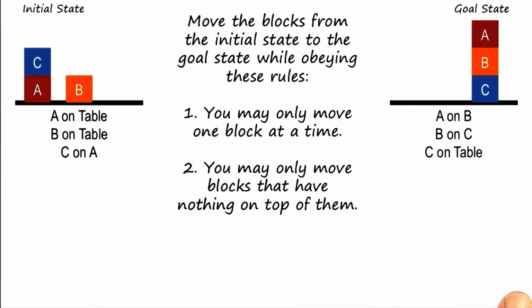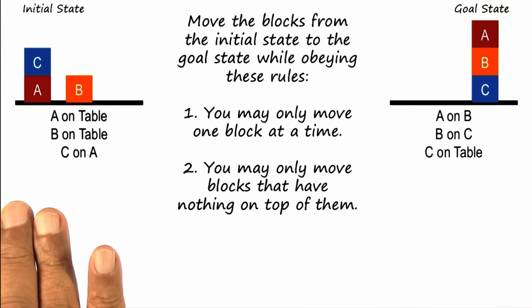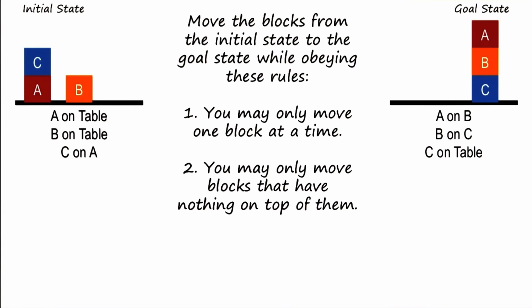This is a very famous problem in AI. It has occurred again and again, and almost every textbook in AI has this problem. You're given a table on which there are three blocks: A is on table, B is on table, and C is on A. This is the initial state. And you want to move these blocks to the goal state in this configuration so that C is on table, B is on C, A is on B. The problem looks very simple, doesn't it?